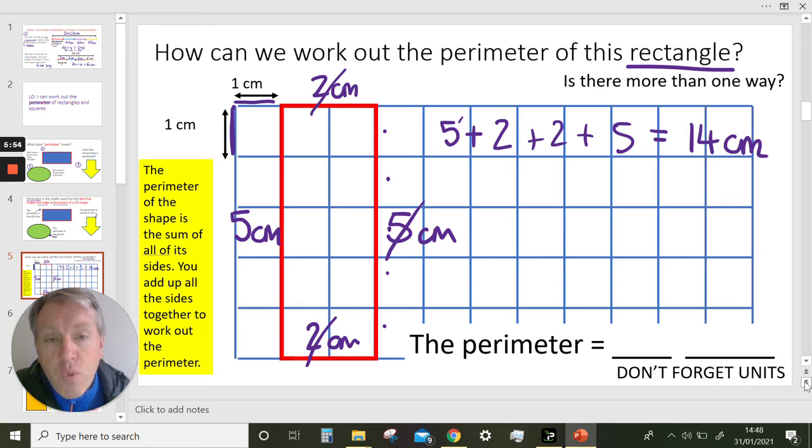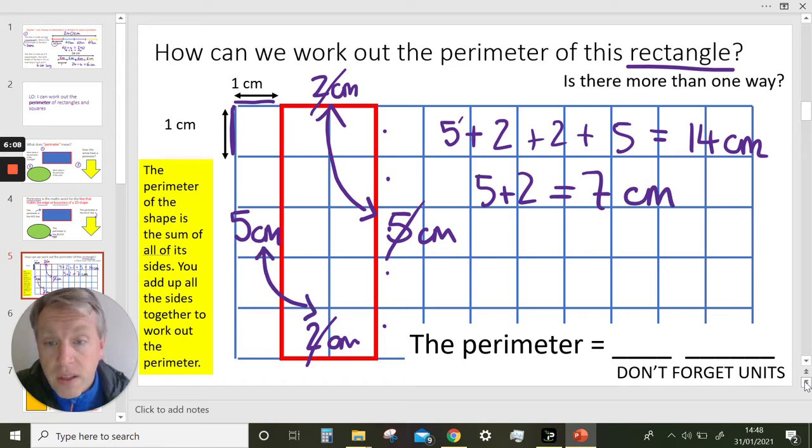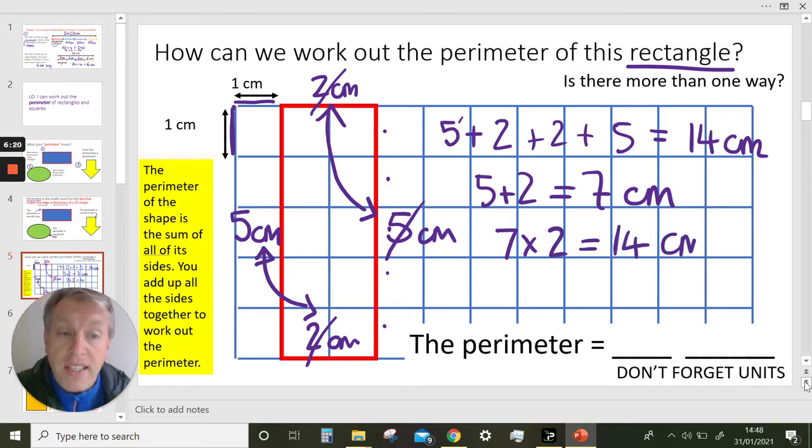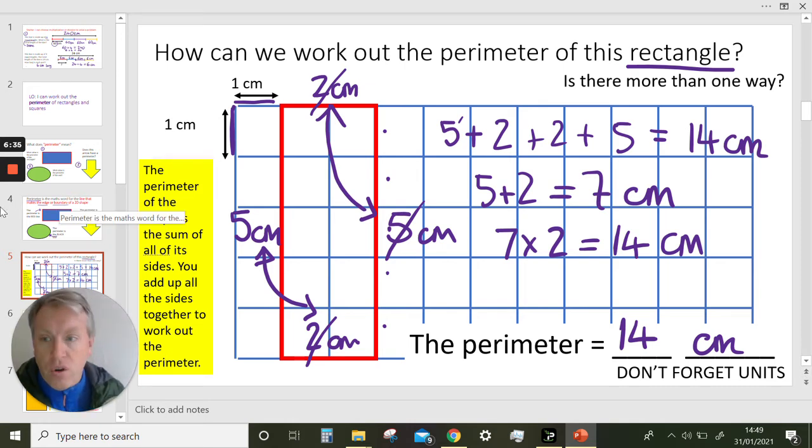In fact, if we add up the 2 and the 5 here, 5 add 2 equals 7 centimetres. And then we've got another 5 and 2, another 7. So if we add up the short side and the long side and double it, we may find that easier than adding them all up. The perimeter is 14 centimetres because the perimeter is the length of that line all the way around the outside, that boundary line.